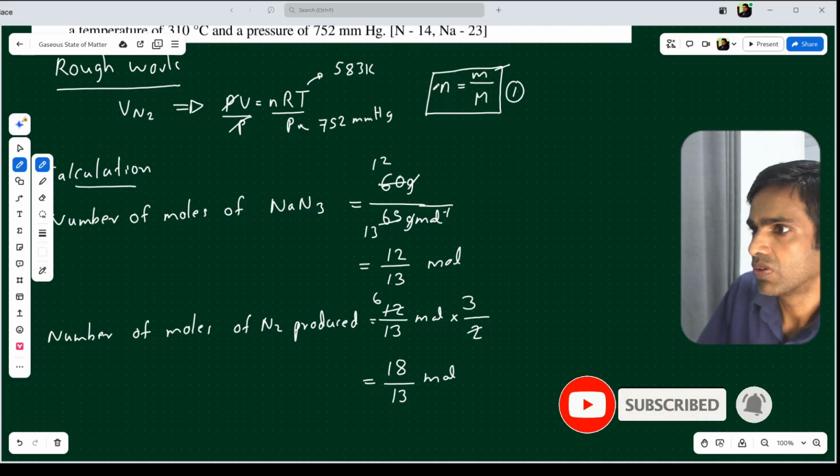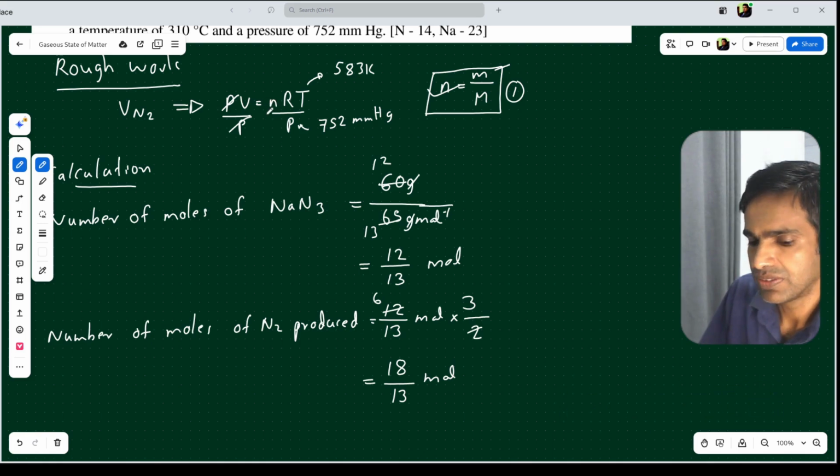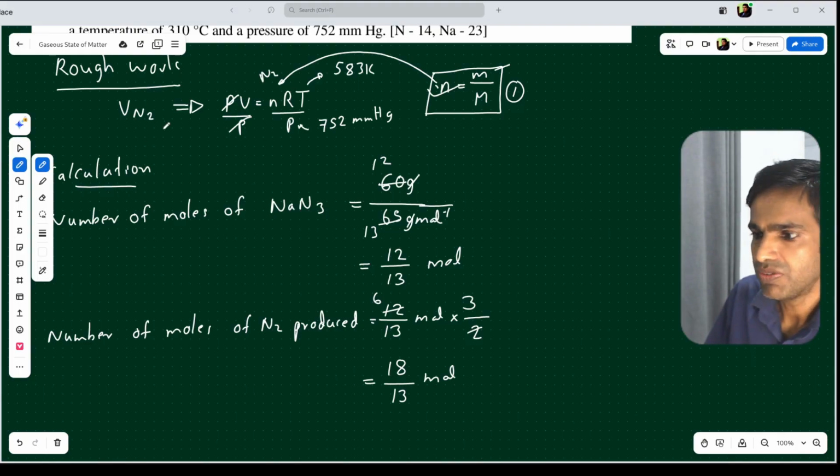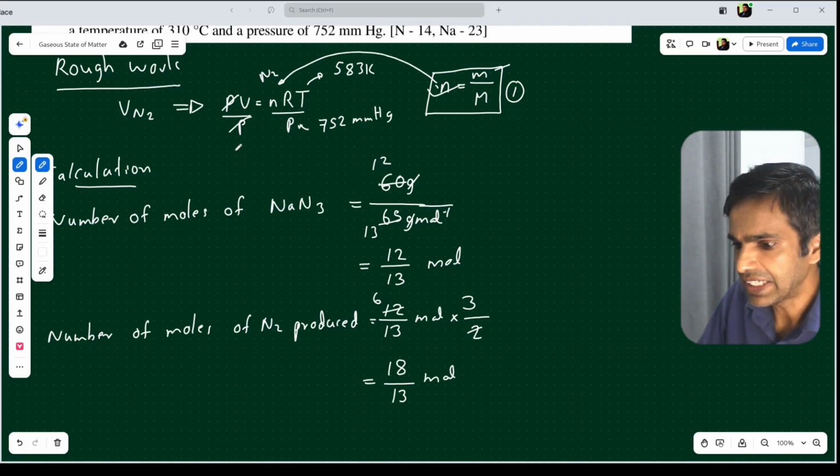Now we know the number of moles of nitrogen. Using the number of moles of sodium azide, we have calculated the number of moles of nitrogen. Therefore, we can calculate the volume of nitrogen, but this ideal gas equation can be used only for ideal gases.